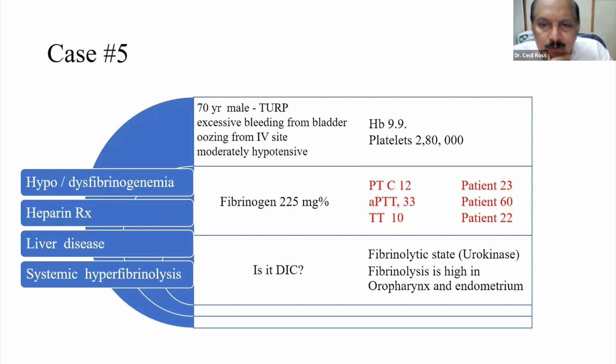And this fibrinolysis is also high in, for example, the oropharynx or endometrium. When you do manipulation in the oropharynx or endometrium, there is a lot of fibrinolysis, either in saliva or in the endometrium, and therefore there will be bleeding. So there is a fibrinolytic state. Therefore, in persons who have menorrhagia, you can give them an anti-fibrinolytic agent like tranexamic acid or epsilon aminocaproic acid to control the bleeding because it's a fibrinolytic state. Similarly, a lot of urokinase is there during manipulation in prostate surgery. So it's a fibrinolytic state, and you have to treat them.